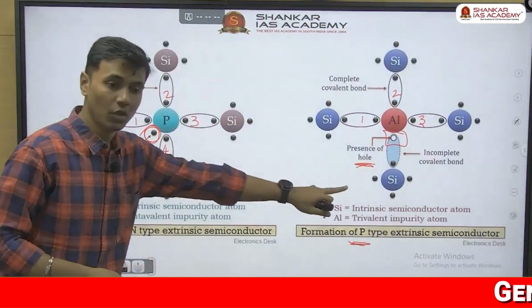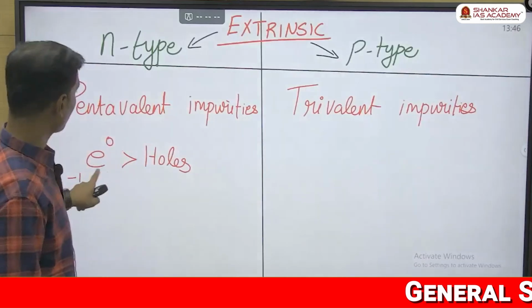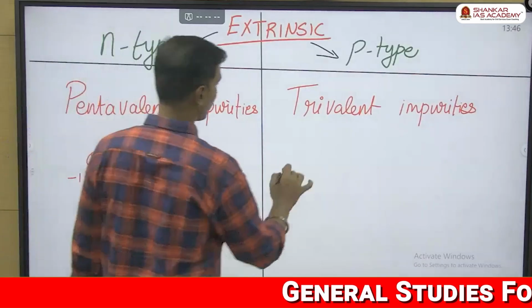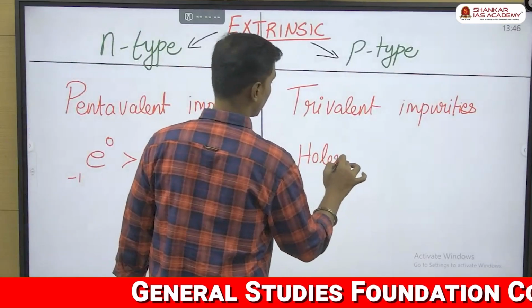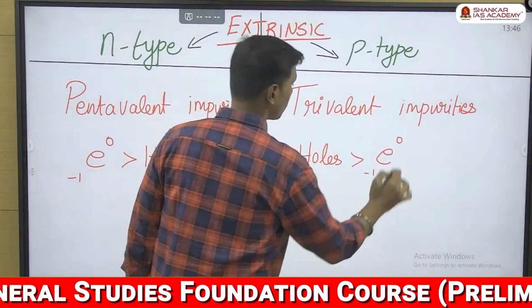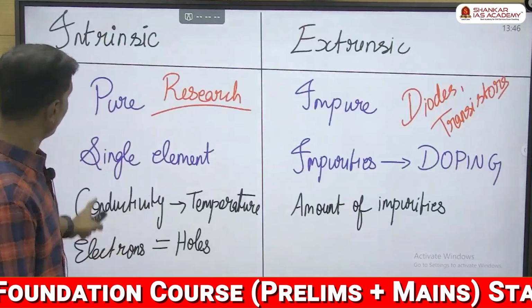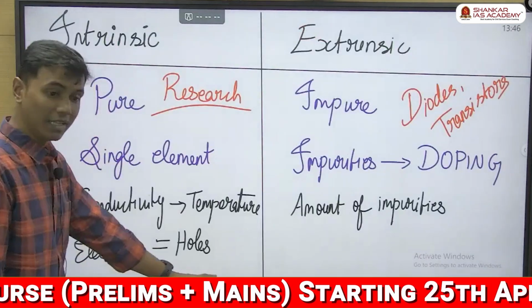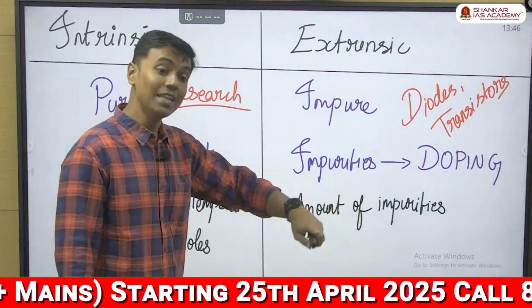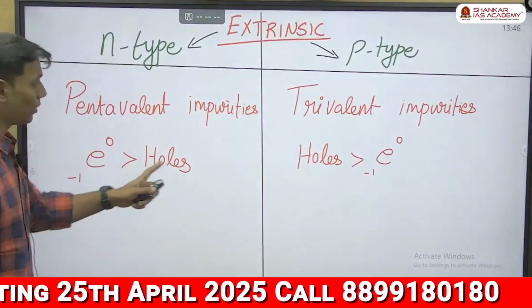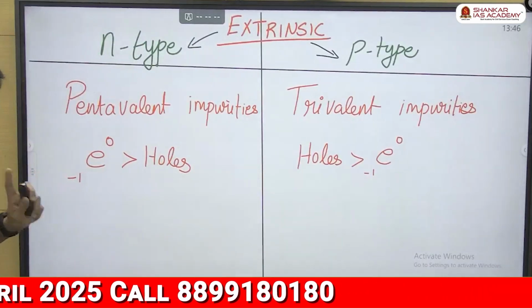In this case, what is extra? Electron. In this case, holes. So we can say here electrons are greater than the number of holes, and here for p-type, the number of holes is greater than the number of electrons. And that's why in the previous case you have written for intrinsic semiconductor equal number, but for extrinsic unequal, because either the electrons will be higher or the holes will be higher. Clear? This is the second point. You can write this.